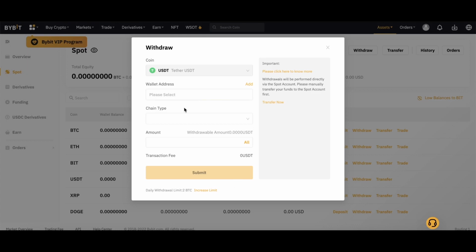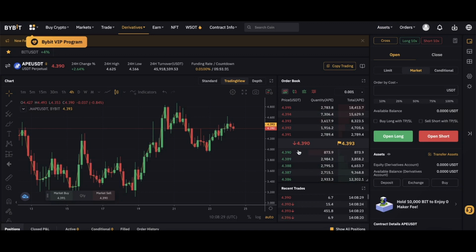So here you can also see how you can withdraw your money if you have traded with Bybit and you want to pay your bills or you want to buy some new stuff. That is also the end of this overview.